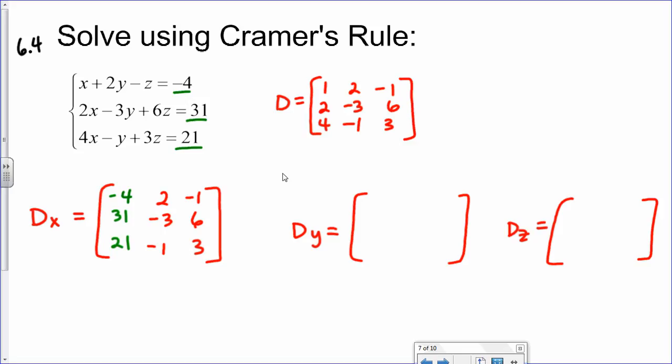It is possible to have more than a 3 by 3, but on your test you will not have more than a 3 by 3. But if you do, then it could be like W, X, Y, Z. You do the same thing. Use your calculator to find the determinant. Okay, so Dy, I'm replacing the y column. Dz, I'm replacing the z column.